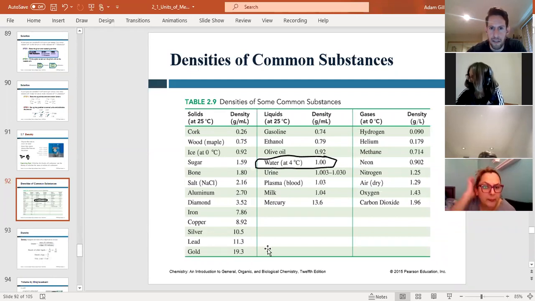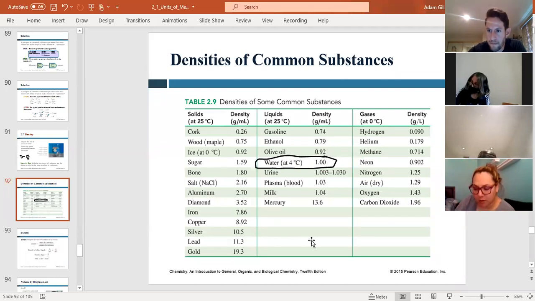Some of the most dense things are metals. You can see gold is 19.3 grams per mil. So a brick of gold is one of the heaviest objects. They're really heavy. Lead is only 11.3.